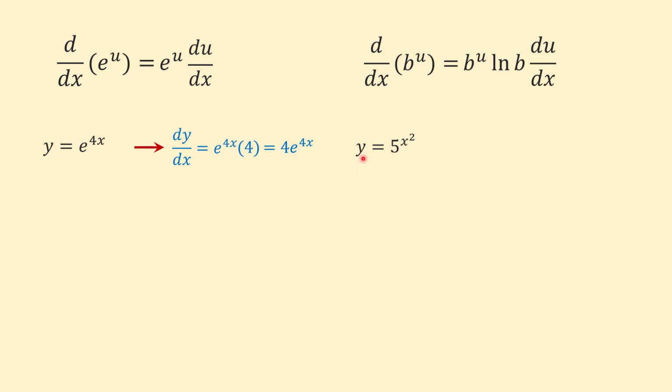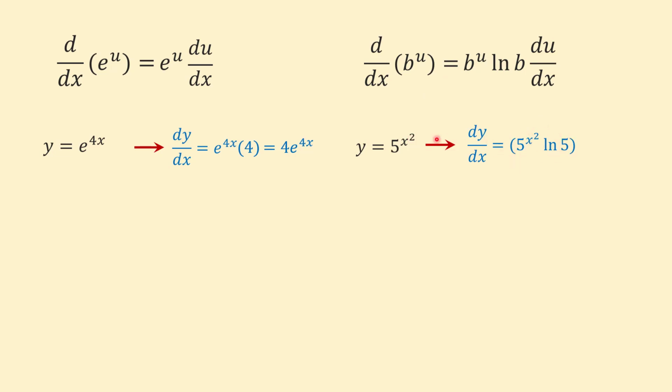Another example. Y equals 5 to the x squared. B, the base is 5 and the power is x squared. Derivative of b to the u is b to the u ln of b. Derivative of 5 to the x squared is 5 to the x squared ln of 5.